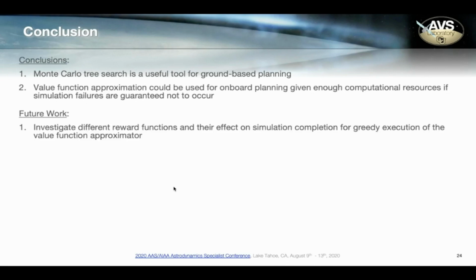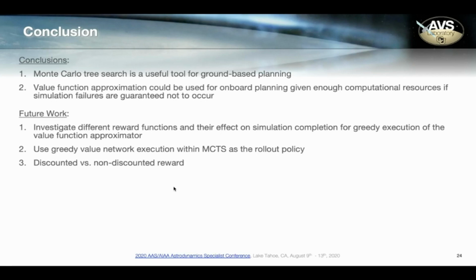Different reward functions should be investigated. There are a few different ways that these have been formulated in the past in the lab that are different from what I did that I'd like to try. Maybe larger success bonuses or larger penalties for failure. Also, use greedy value network execution within Monte Carlo tree search as the rollout policy. That's what AlphaGo did. Worked out quite well for them. It might work very well here because it allows the state action value estimates to get continually iterated on.